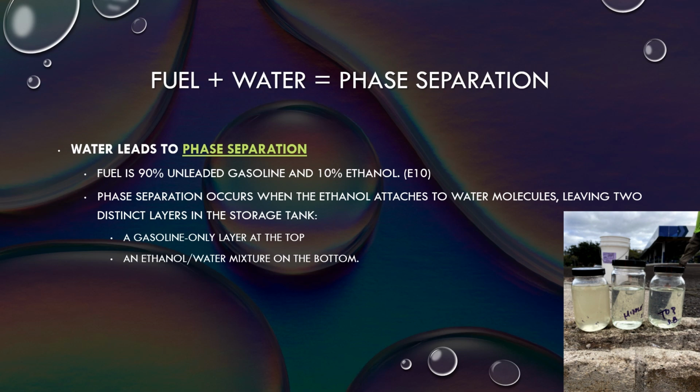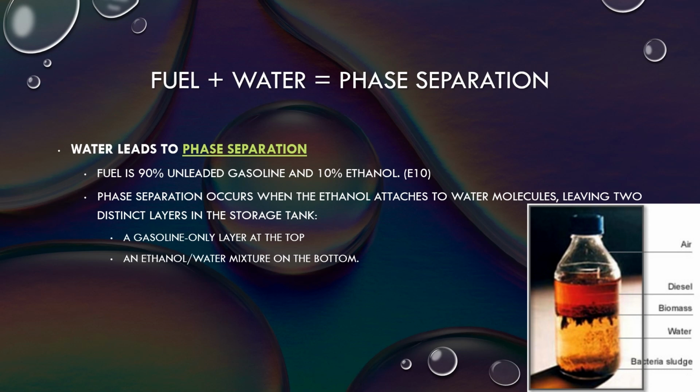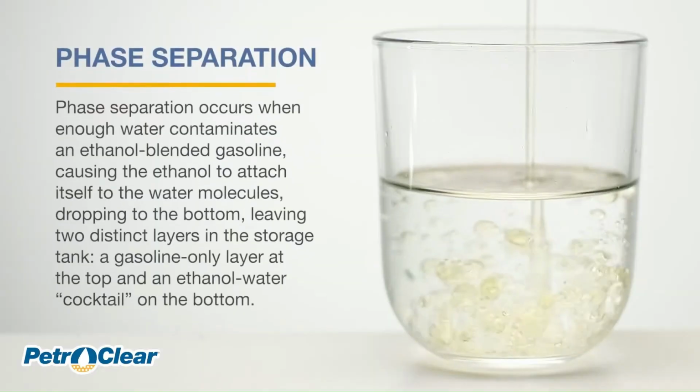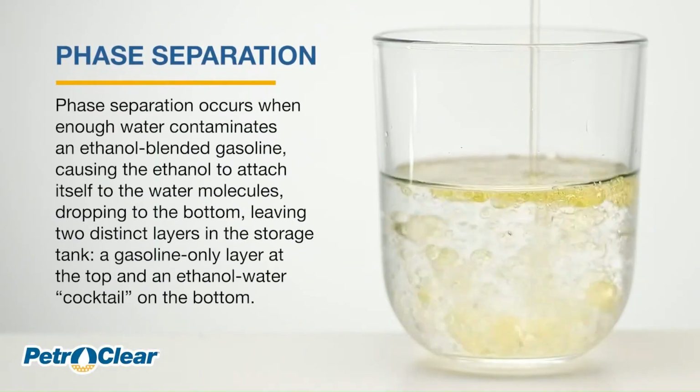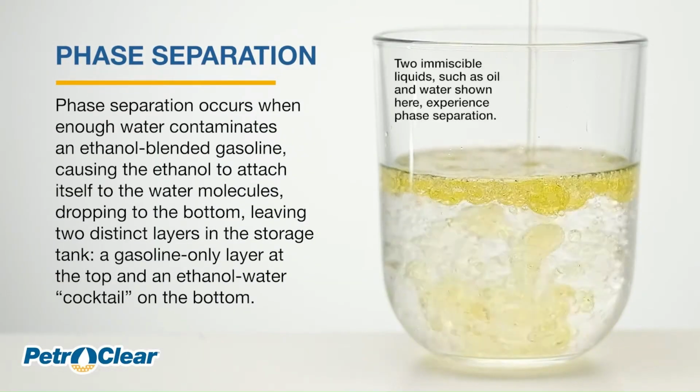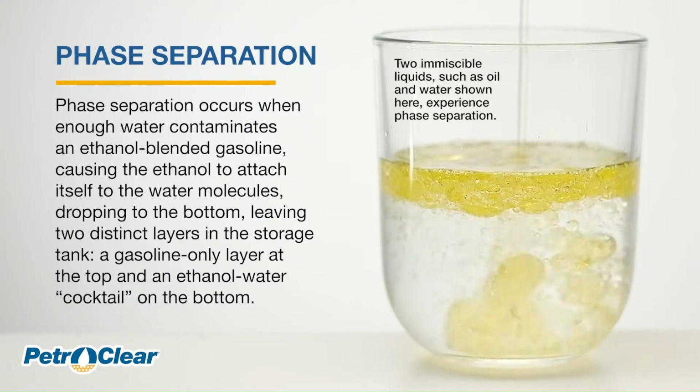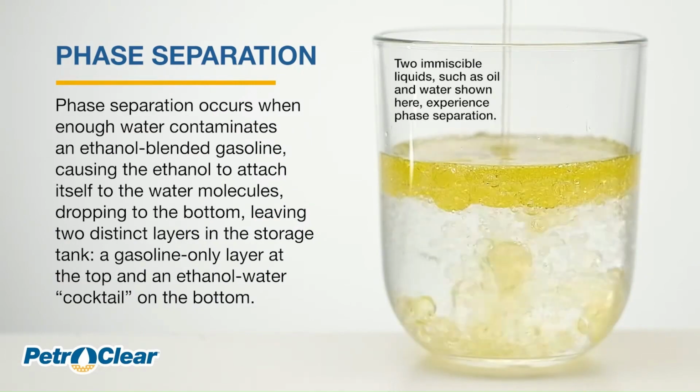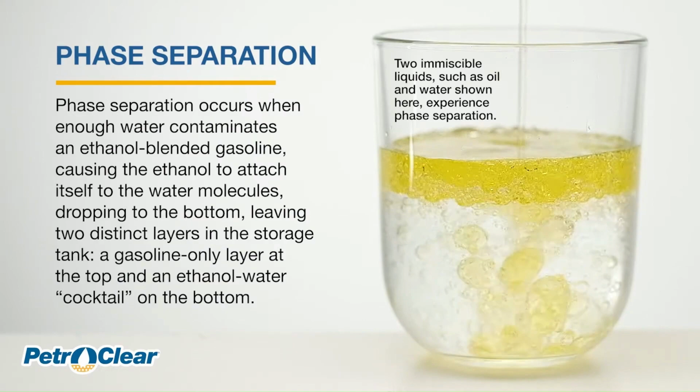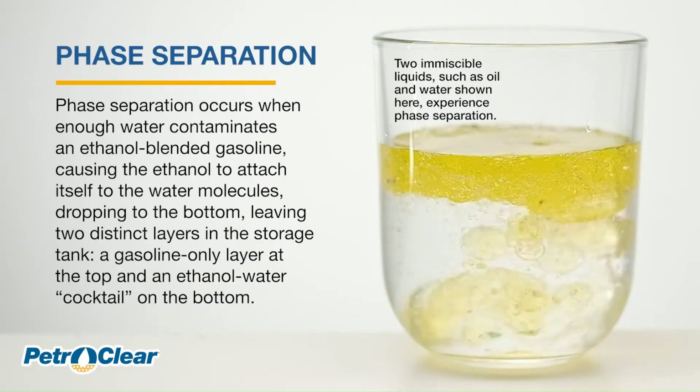Phase separation occurs when the ethanol attaches to water molecules and it leaves you two distinct layers in your storage tank. The top layer being gasoline and the bottom layer being water or an ethanol water mixture. And those don't work well in vehicles. Phase separation occurs when enough water contaminates an ethanol-blended gasoline, causing the ethanol to attach itself to the water molecules, dropping to the bottom, leaving two distinct layers in the storage tank.